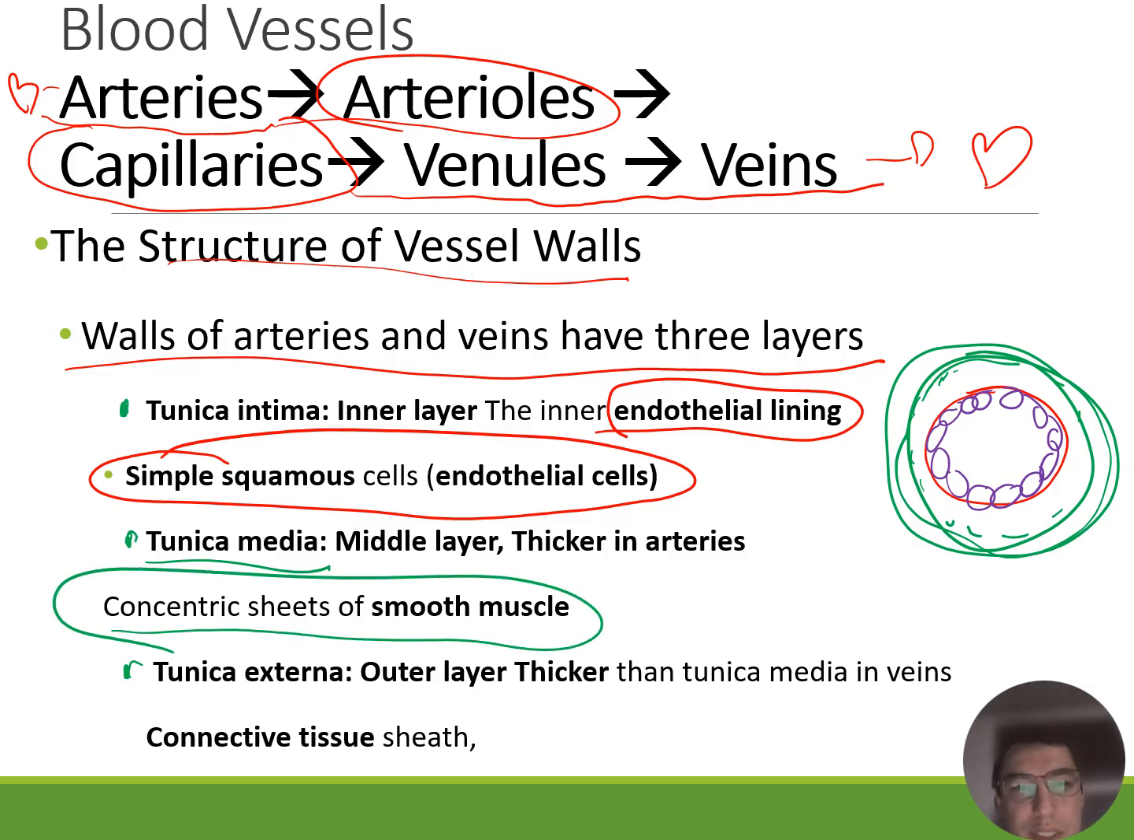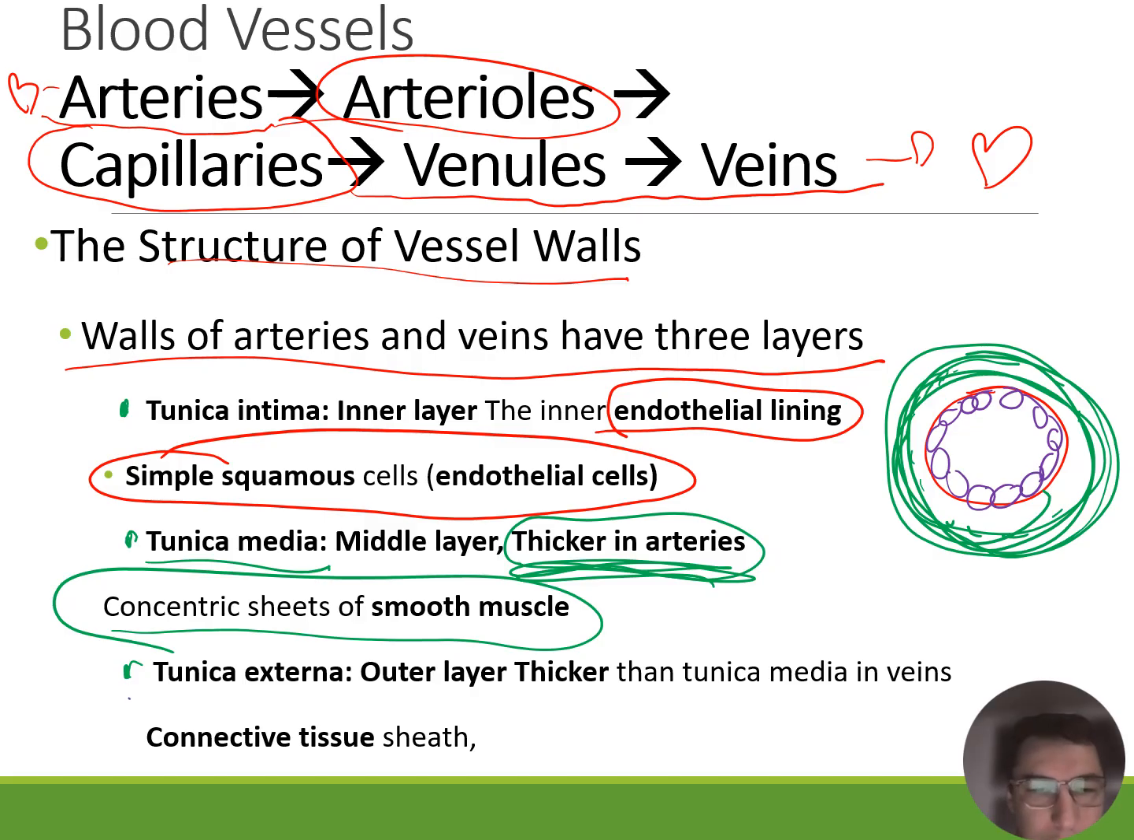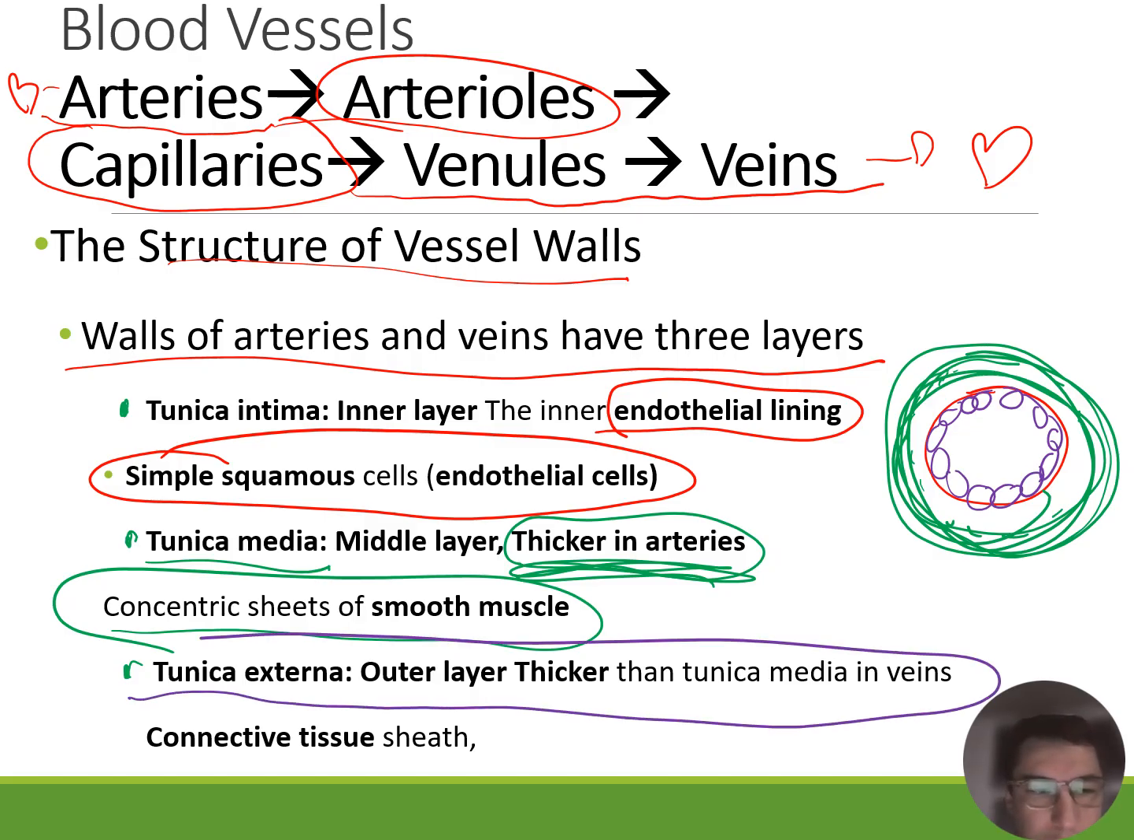What are the differences between veins and arteries? Well, in arteries, this layer is thicker, okay, because they need to squeeze. The tunica externa is the one that comes next, and this one is thicker in veins compared to the tunica media. All right. So three layers: tunica intima, tunica media, and tunica externa.